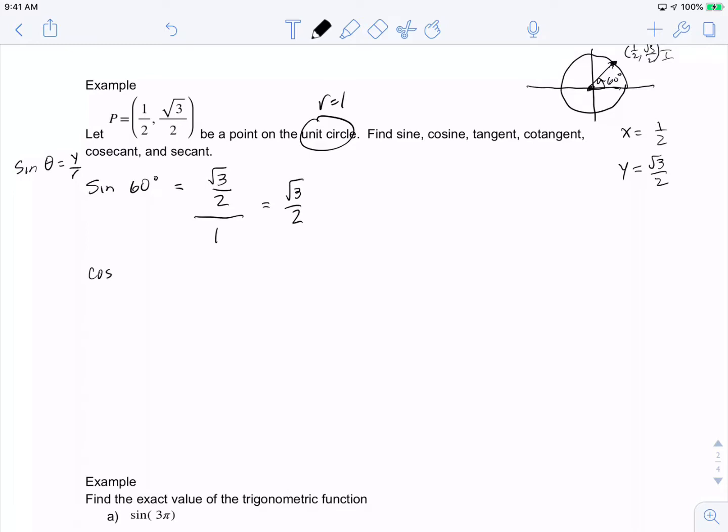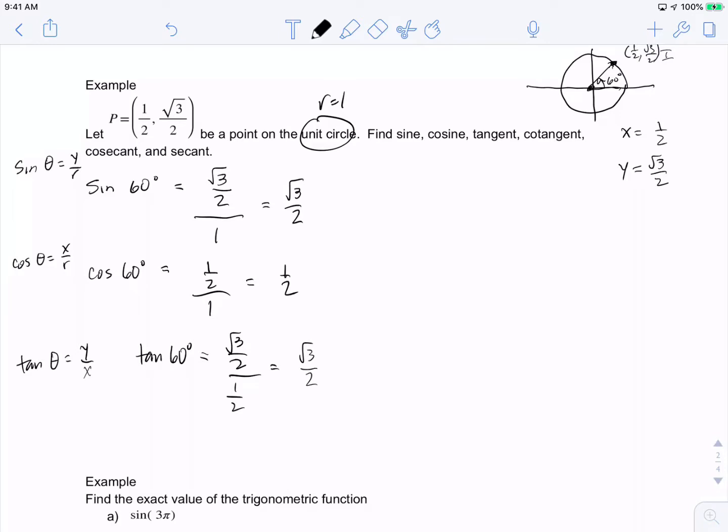For cosine of 60 degrees, remember that cosine theta is x over r. So we're going to get 1/2 over 1, which is going to be 1/2. Tangent theta is y over x. And remember, x cannot be 0 in this case. Let's see if it is. So we're going to get radical 3 over 2 over 1/2, which will simplify to be radical 3 over 2.